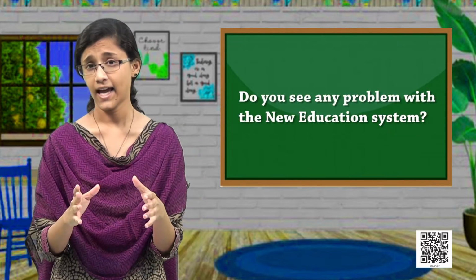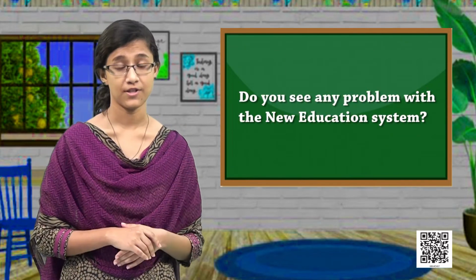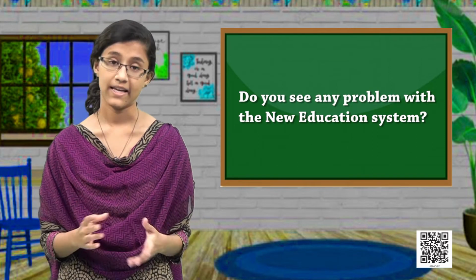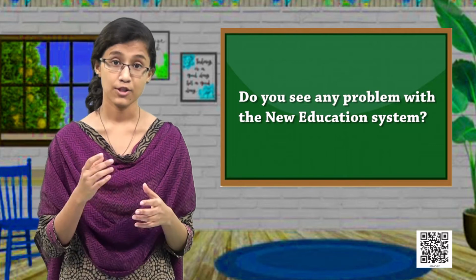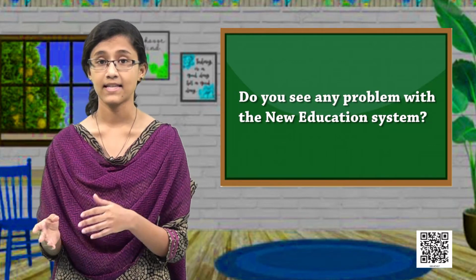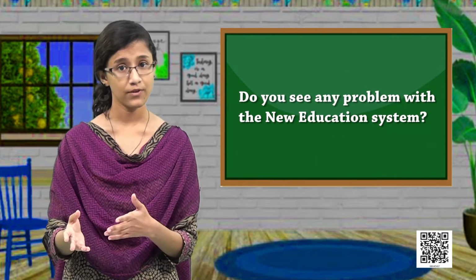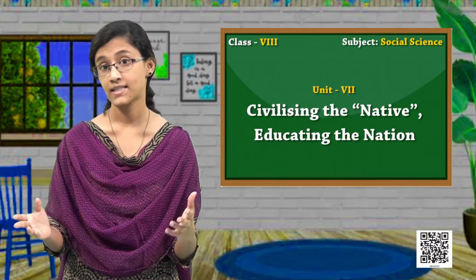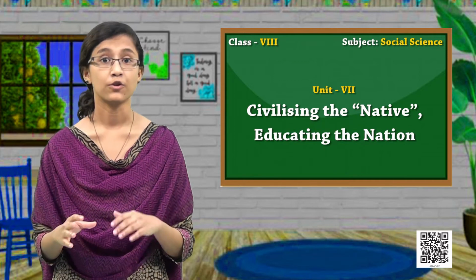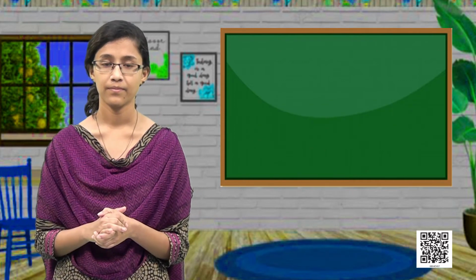Do you see any problem in the new education system? Yes, it could not give education to everybody. The students from lower classes and poor families found it difficult to attend classes under the new system. Thus, we see that the civilizing mission could not reach everybody.